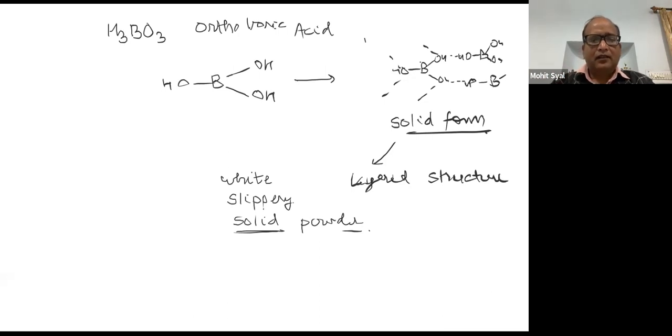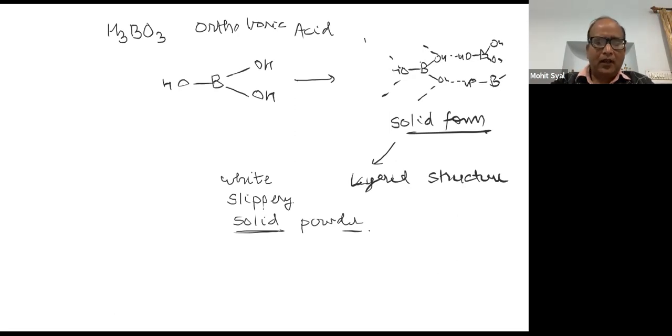Why? Because these units join together and they form layers. Wherever you have a layered structure, the overall solid appearance will be a white slippery powder. We have seen it in boron nitride, which was a layered structure. Borax was not having a layered structure, but it was having a cyclic structure. This orthoboric acid is having a layered structure, so it is a white slippery solid. Clear? So this is all about the important compounds of boron.